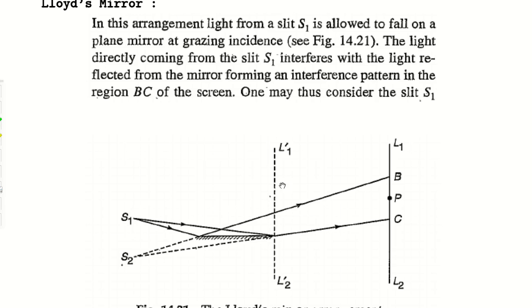The light will be emitted in all directions, but in this cone-like direction, S2BC, this is the overlapping region where the two rays coming from S1 and S2 will overlap each other to give the interference pattern. So BC will be the localized place where you can see the interference fringes.